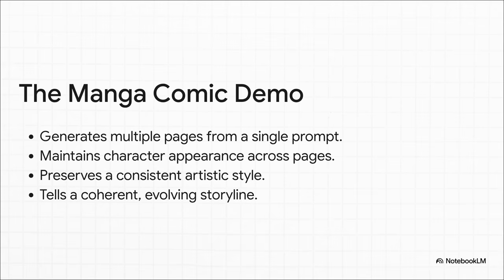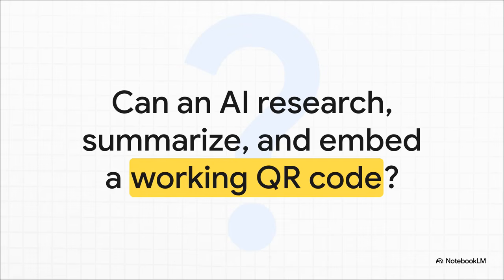The character looks the same from panel to panel, the art style stays consistent, and it actually tells a coherent story that makes sense. For anyone trying to do storyboarding with AI, this has been the holy grail. Okay, but let's really raise the stakes. What if we ask for something way more complex?